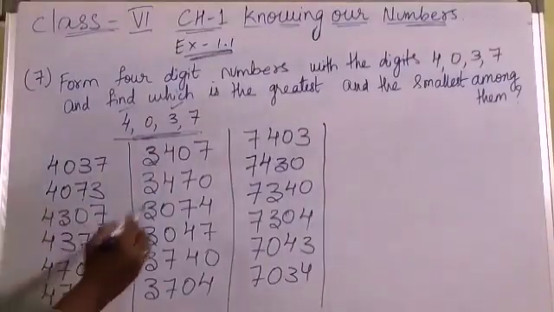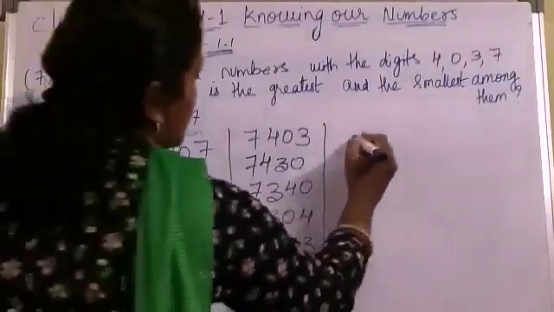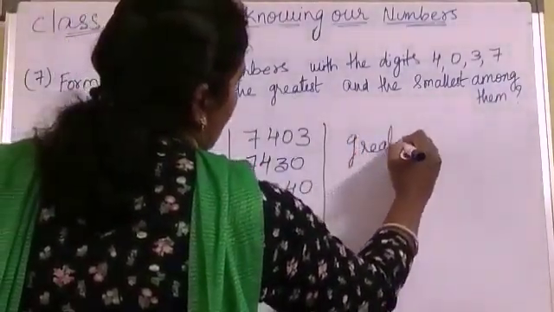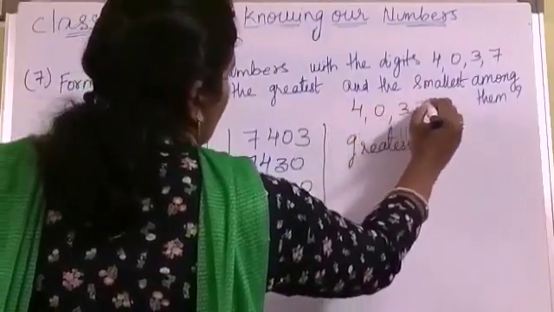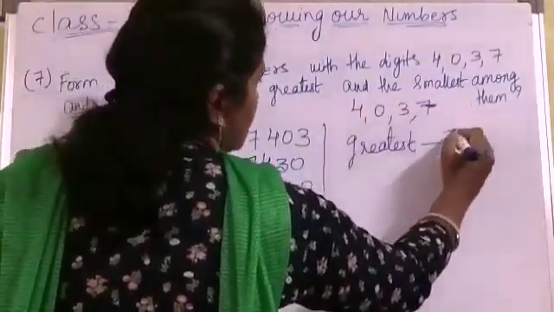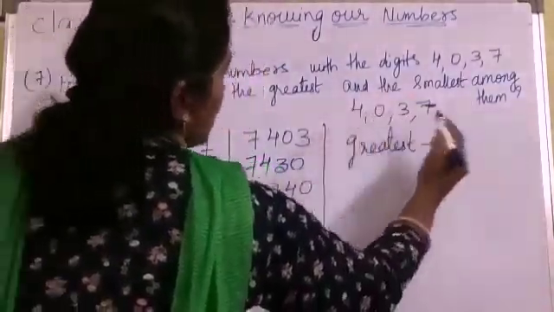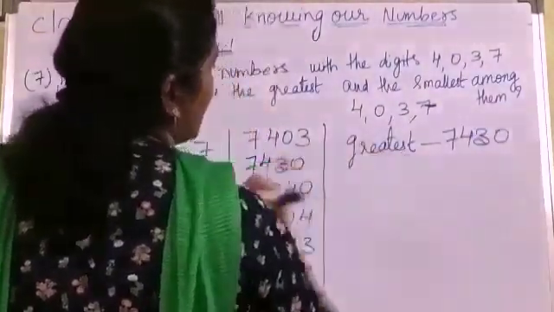Now from this we should write the greatest and the smallest among them. And you know which is the greatest number using the digits. No need to find from them. You write it directly. Greatest number means we should first write the greater number. Which is the greater number here? 7. Next after 7, which is greater? 4. Next 3. Next 0. This is the greatest number.